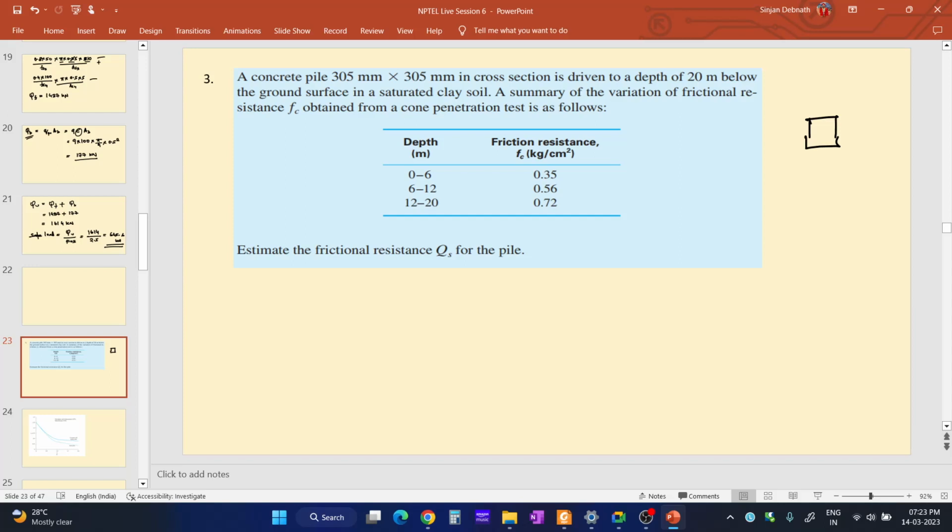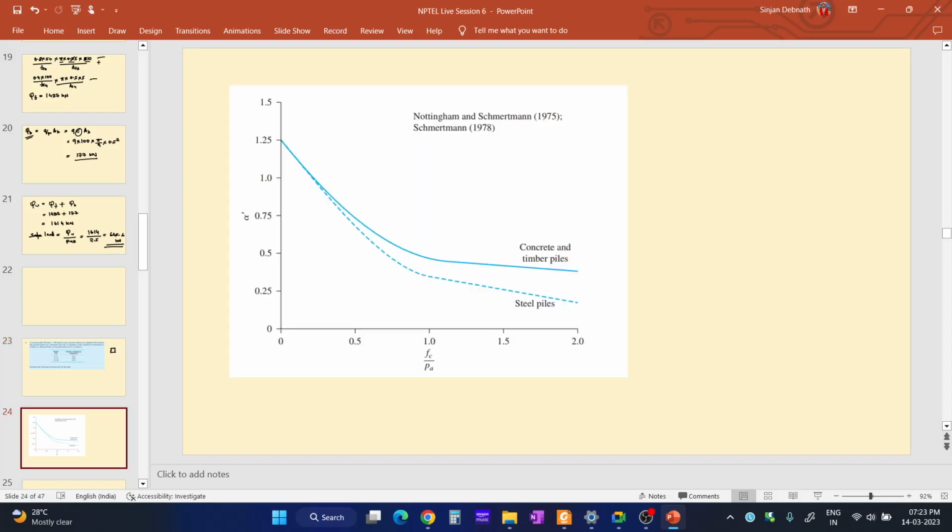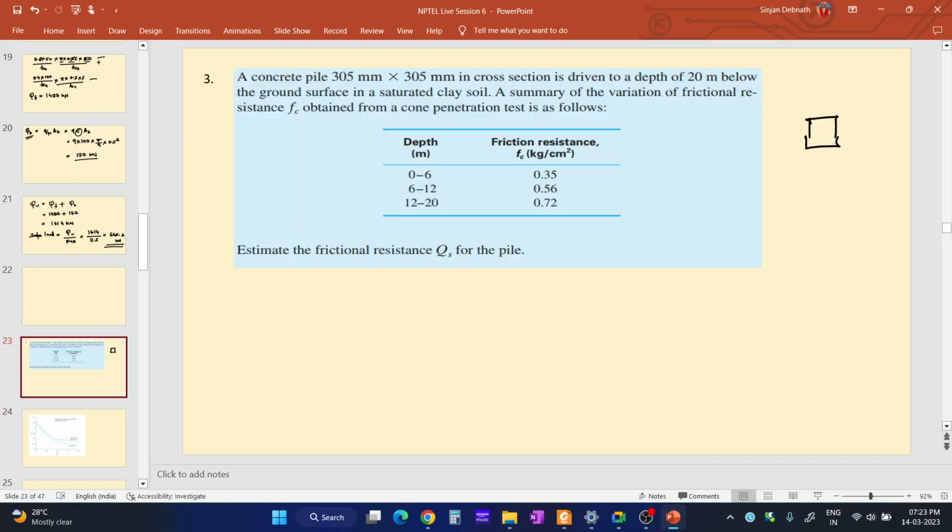So we have been asked to estimate the frictional resistance of the pipe, the frictional resistance that the soil is providing to the pipe. Let me just solve the problem. Along the depth, frictional resistance is given in kg per centimeter square, so we just need to convert it into kilonewton per meter square.